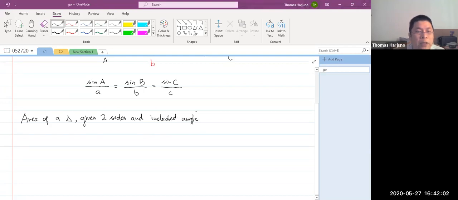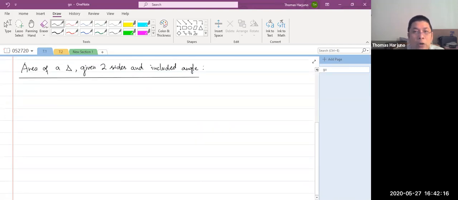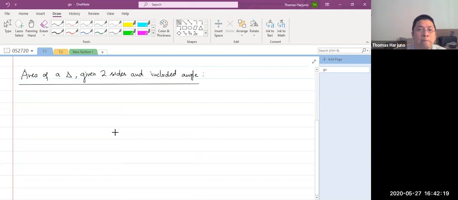So after I show you the formula, you need to memorize this formula though, okay? After I give you the formula, then you will see that law of sines is a consequence of this.